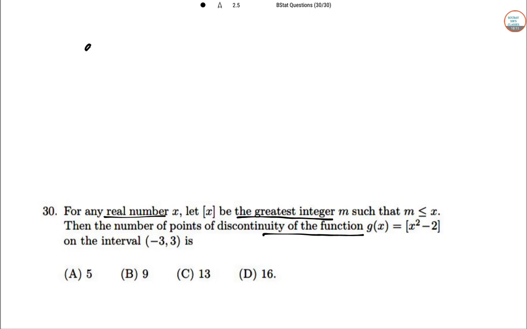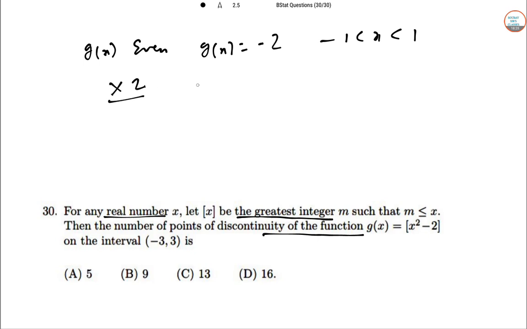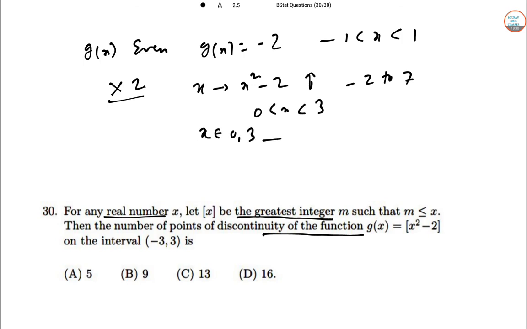So we observe that g(x) is actually even, and g(x) is equal to minus 2 when x lies between minus 1 and plus 1. So it is enough to find the positive points of discontinuity and multiply the result by 2. The function x going to x square minus 2 is increasing, ranging from minus 2 to 7 when x is between 0 and 3. So x belonging to 0 to 3 is a point of discontinuity of g(x).